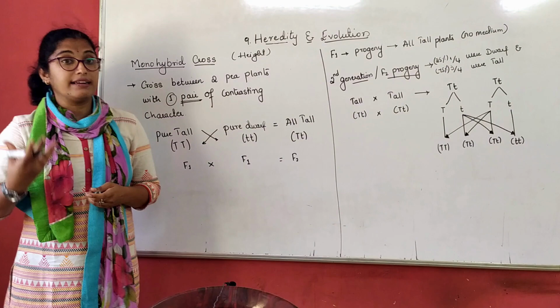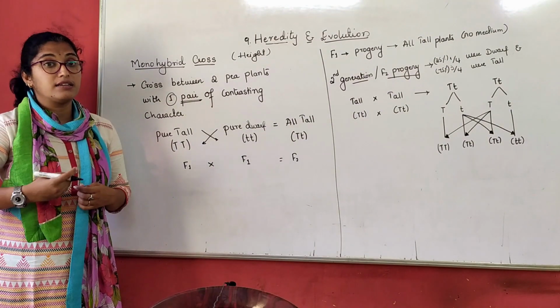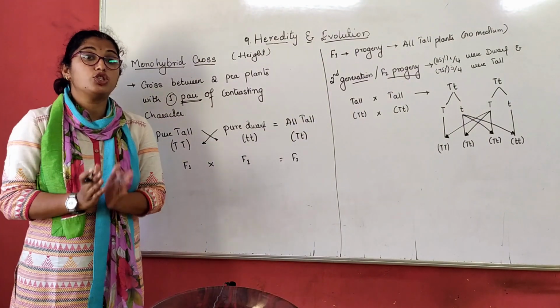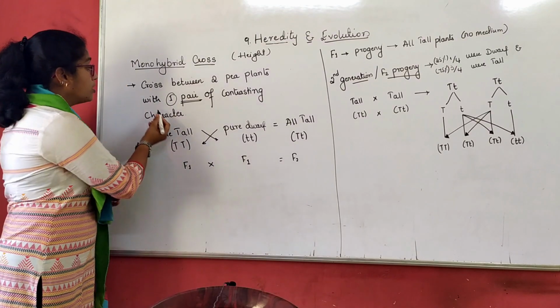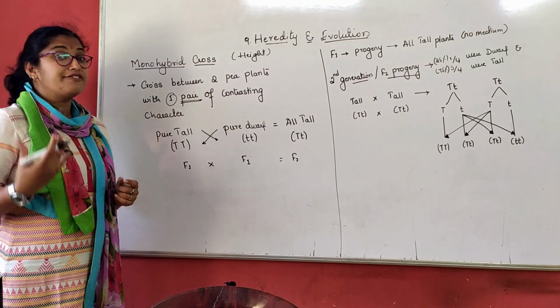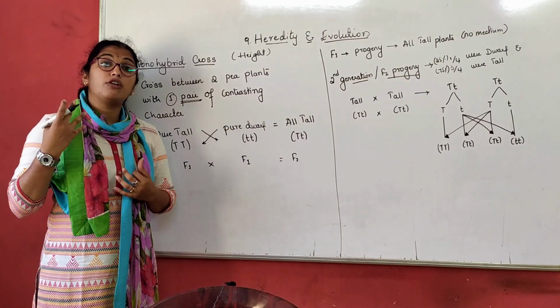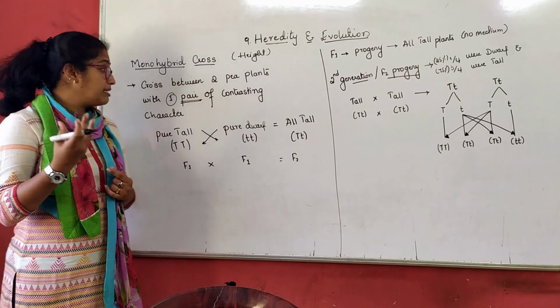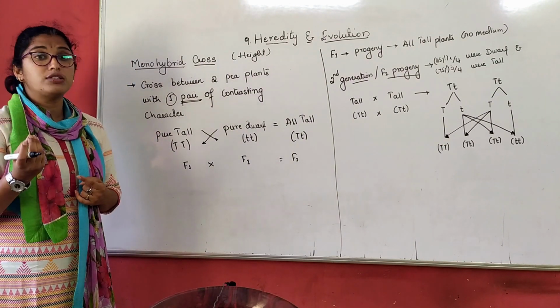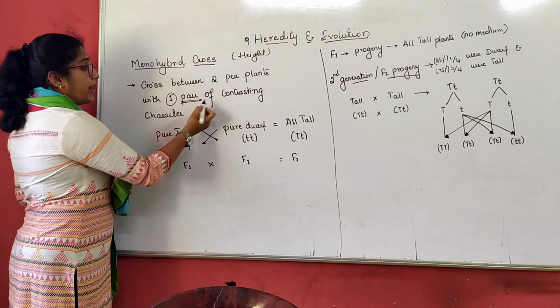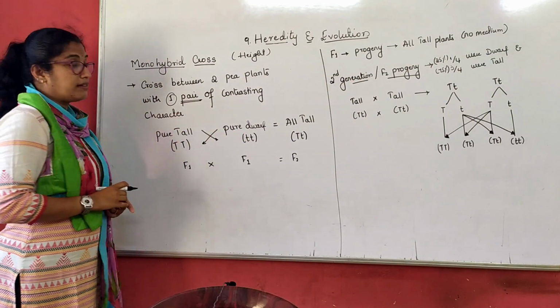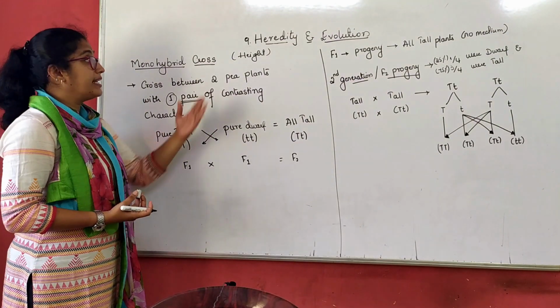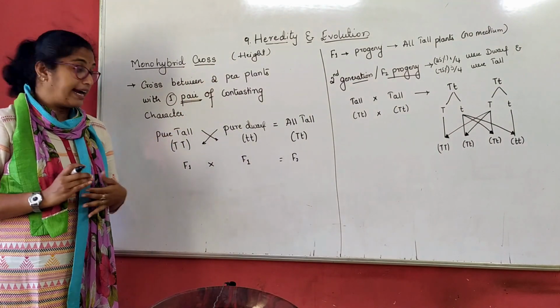Always, the contrasting characters are chosen in pairs. We also know, as we study further, that chromosomes also always appear in pairs. That is why these characters are chosen always in pairs. One pair of contrasting characters. Now which character did he study? He studied the character height.